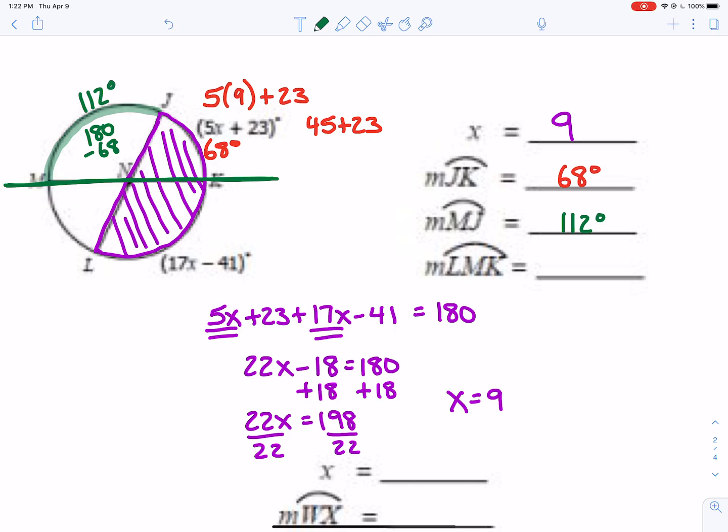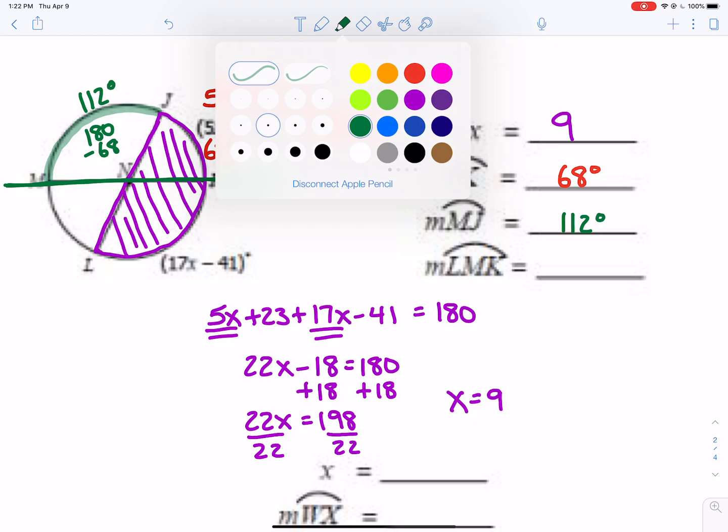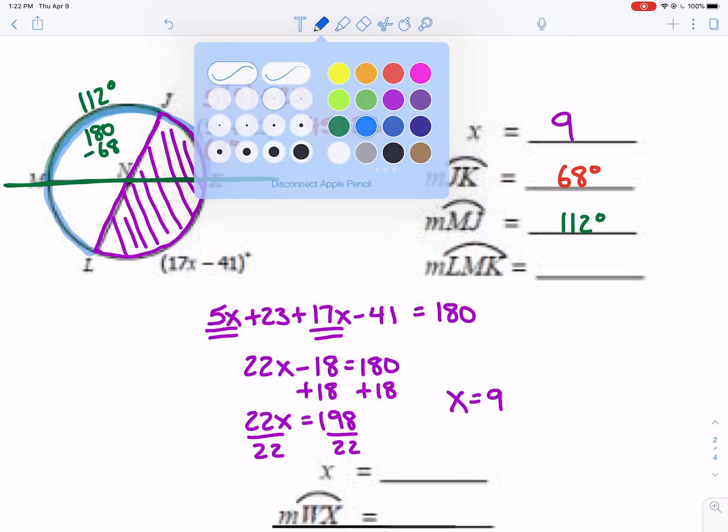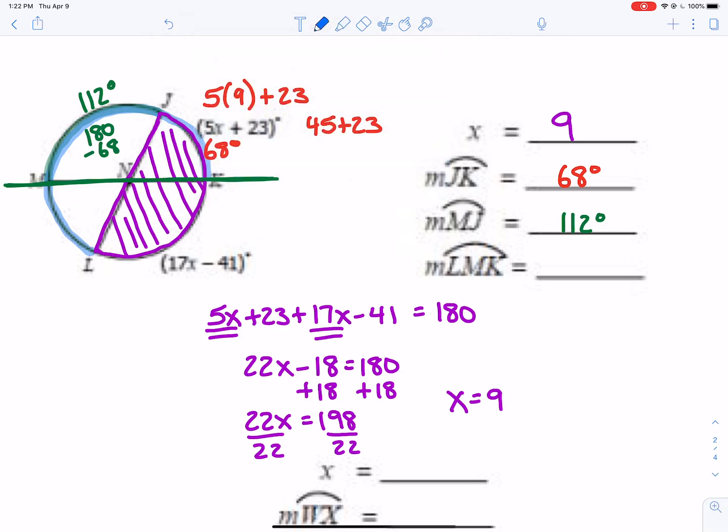And then we need arc LMK. So let's see, arc L to M all the way around to K would need to include everything except for the arc that's represented by 17x minus 41, arc LK. And now we know x equals 9, so we could plug that in. So 17 times 9, actually that angle, we could save some time, would equal the one we've already found because they're vertical angles. So that should just equal 112, whether you plugged it in or noticed that it's vertical with the one across from it.